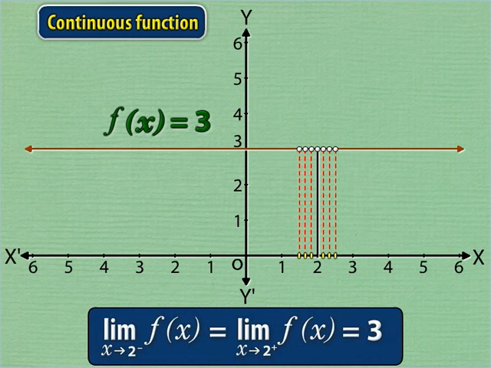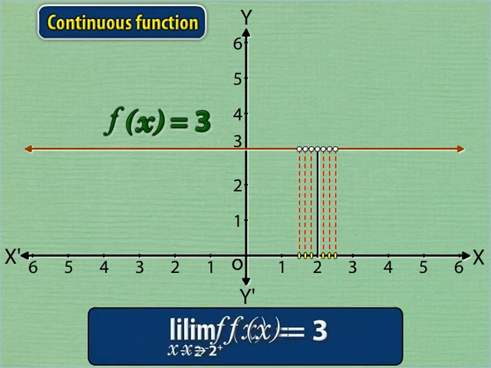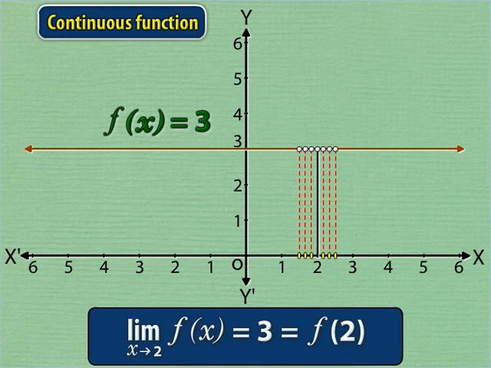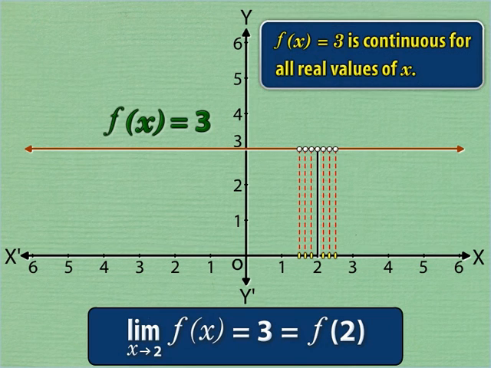Since the left and right hand limits of f at 2 coincide, we can say that the limit of the function at x equal to 2 is 3. Also, the value of the function at 2 is 3. That coincides with the limit of the function at 2. Similarly, if we take any other value of x, we see that the value of the function at that point coincides with the limit of f at that point. So, this function is continuous for all real values of x.